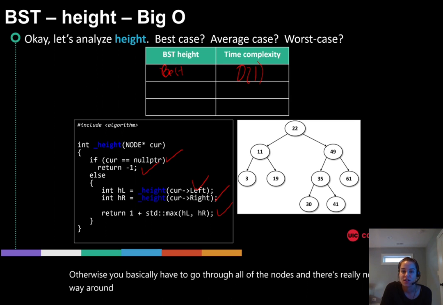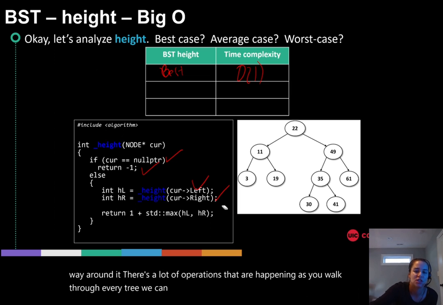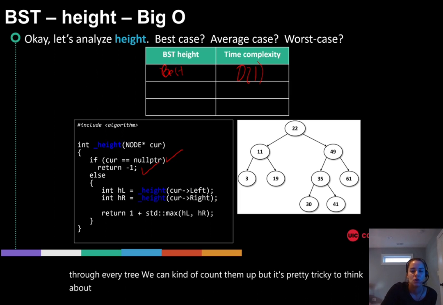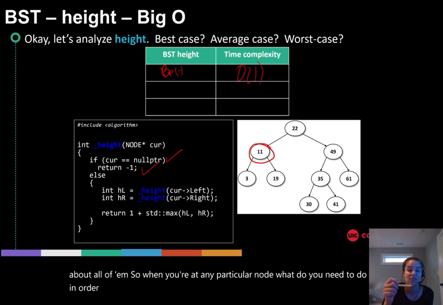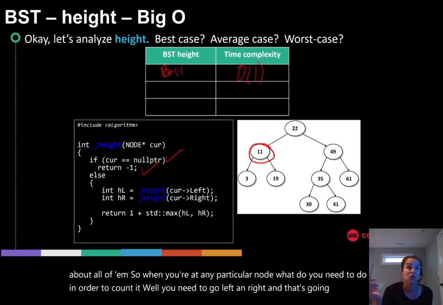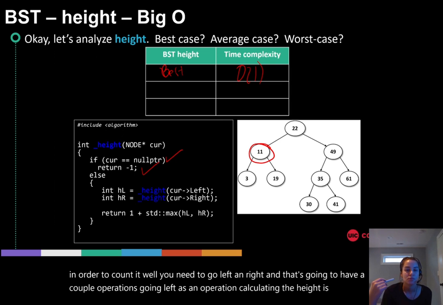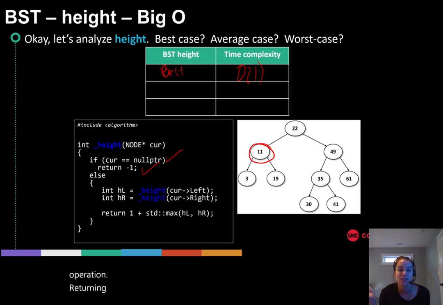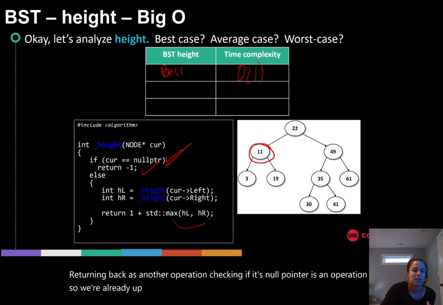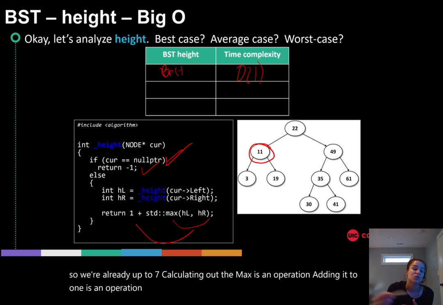There's a lot of operations that are happening as you walk through every node. We can count them up, but it's pretty tricky to think about all of them. When you're at any particular node, what do you need to do in order to count it? Well, you need to go left and right, and that's going to have a couple operations. Going left is an operation, calculating the height is another operation, returning back is another operation. Checking if it's a null pointer is an operation, so we're already up to 7. Calculating the max is an operation. Adding it to 1 is an operation, that's 9. Returning is another operation, that's 10. And there's probably other ones here and there.